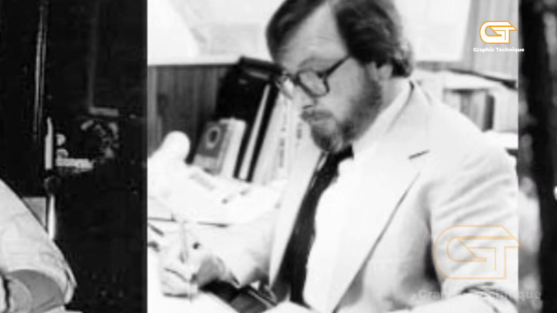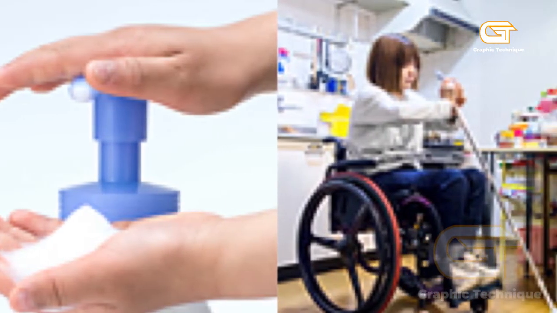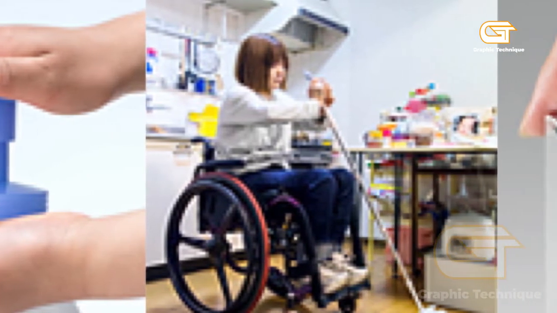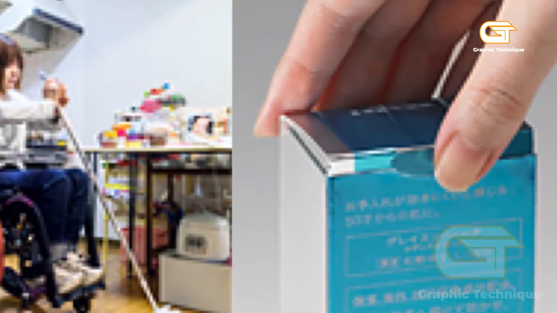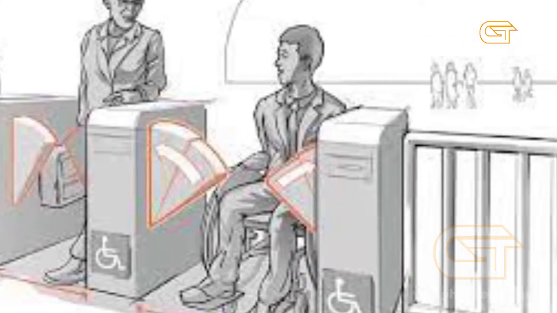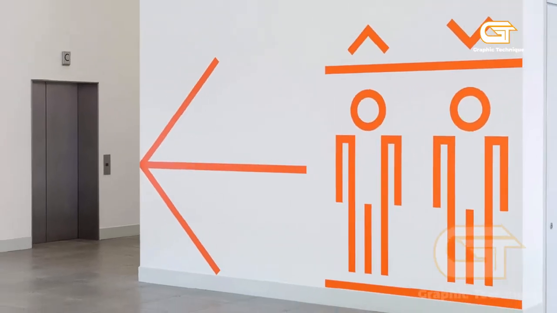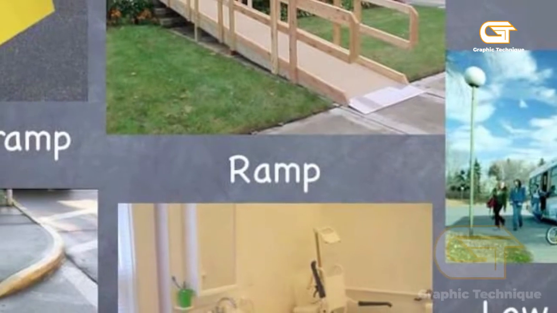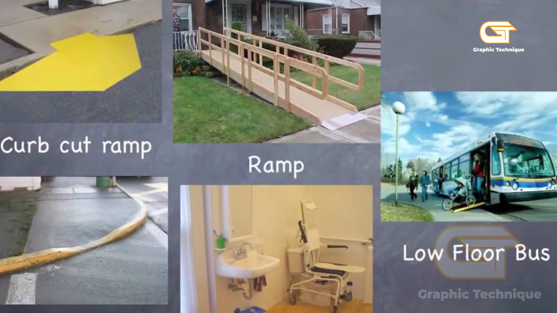According to Ron Mace, universal design is the design of products and environments to be usable by all people, to the greatest extent possible, without the need for adaptation or specialized design. The objective of universal design is to simplify life for everyone. It meets its objectives by making products, communications, and the environment usable by the maximum number of people regardless of age, ability, at minimum or no extra cost.